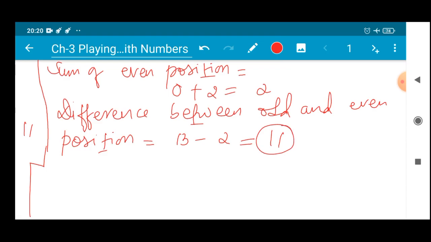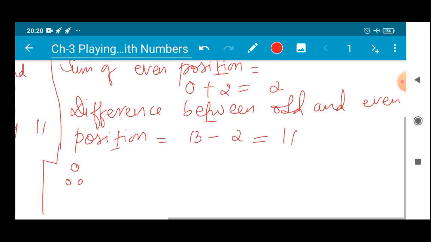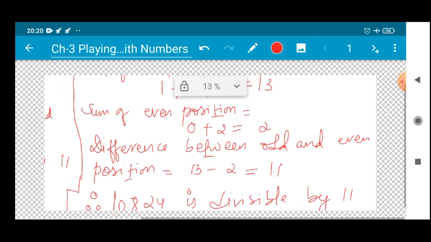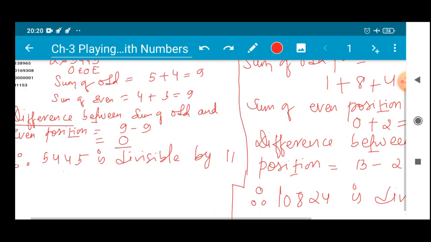11 ones are 11, or it should be 0. So therefore we can write 10824 is divisible by 11. Yes, so how we got that also? Yes, using this trick.